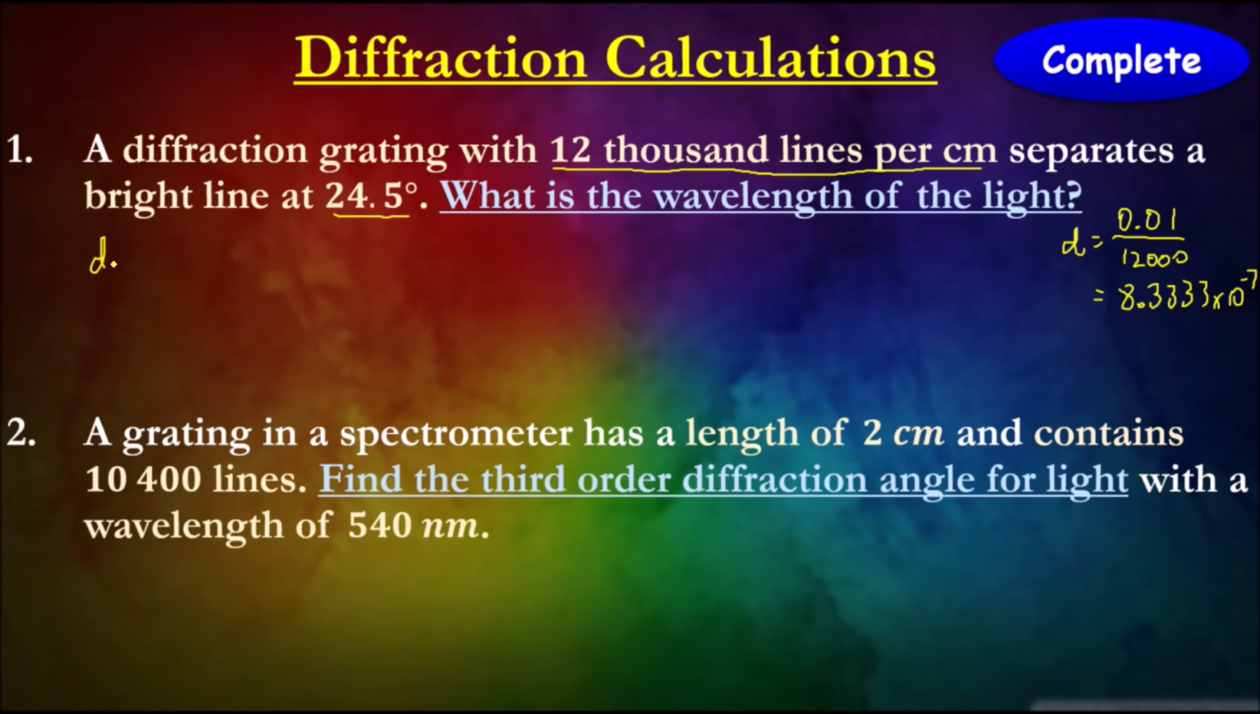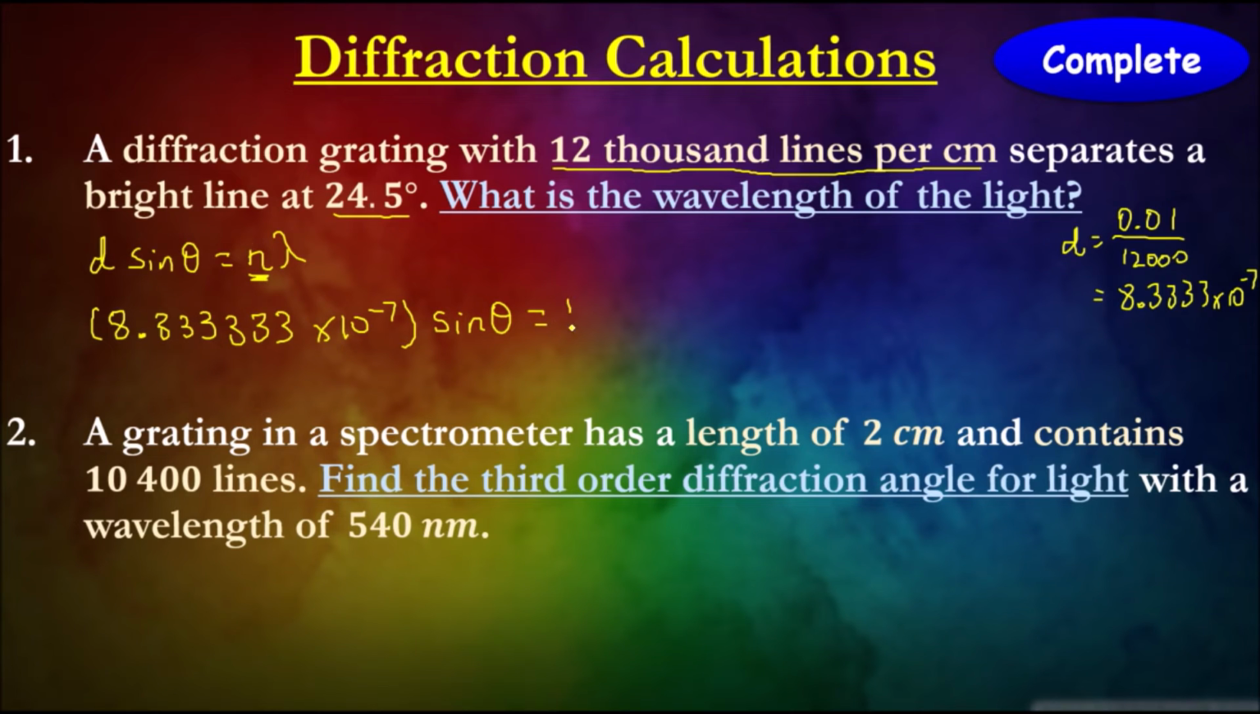So we're going to use the formula d sin theta equals n lambda. Now n in this case, assuming that it's from one bright line, we can assume that it's the first maximum. So again, we can use 1. So d is 8.333 times 10 to the power of -7, sin theta equals 1 multiplied by the wavelength. That's what we want to find.